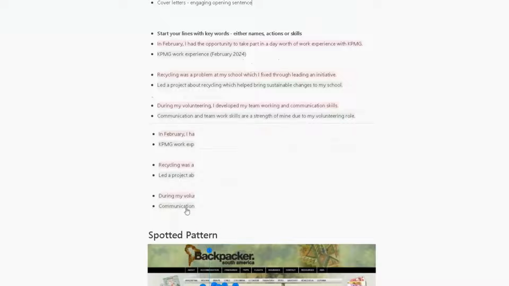Now, similarly, with this next one, "Recycling was a problem at my..." They're not going to read that when they just see "recycling" because they don't really care. However, "led a project": if you start with an action you did, "led a project," you can guarantee they're reading the rest of the line to find out about the actions that you took in leading the project. And then similarly with skills, rather than just "during my volunteering," which, okay, they don't actually care about the volunteering itself. What they care about is the skills you learned. So if you start off with communication and teamwork skills, you know that they're going to read the rest of the line.